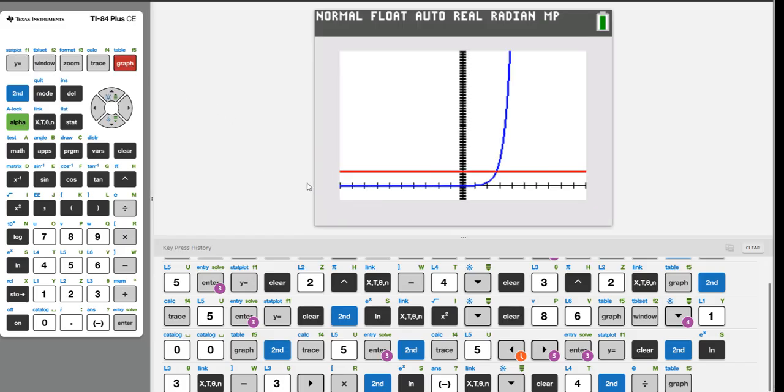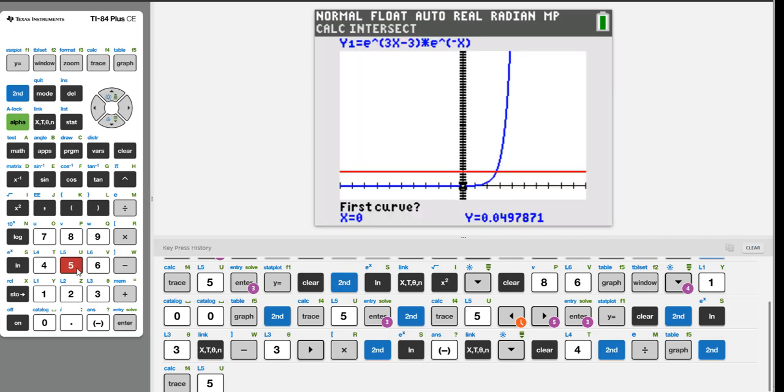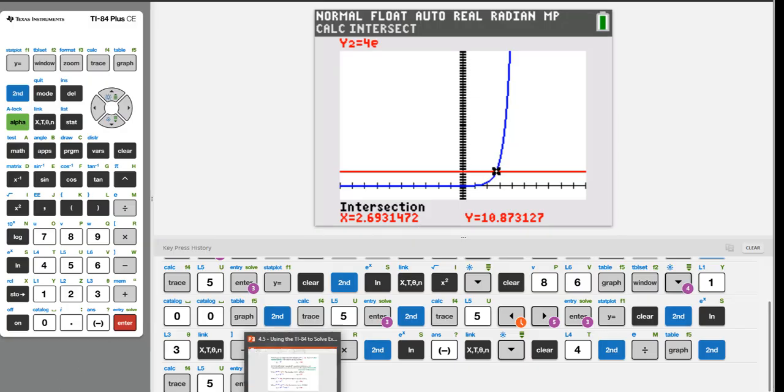We can see the intersection point, so we do not need to reset the window. Press second calculate. Select number 5 intersect. Press enter 3 times. Notice the intersection x equal to 2.6931472 at the bottom of the screen. This problem asks for an answer with 3 decimal places. Our fourth answer is 2.693.